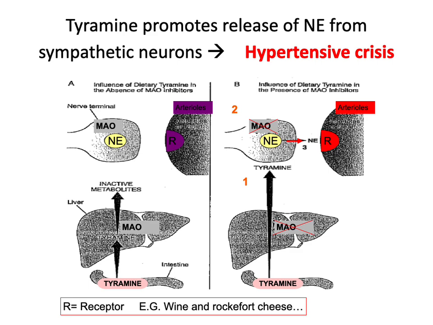But we don't necessarily have a hypertensive crisis. We would have a hypertensive crisis with the addition of tyramine, because tyramine will not be metabolized. And what does tyramine do? It's written here. It promotes release of norepinephrine from the sympathetic neuron. So we have norepinephrine, it's not metabolized, and tyramine is promoting its release, and hence we would have a hypertensive crisis.